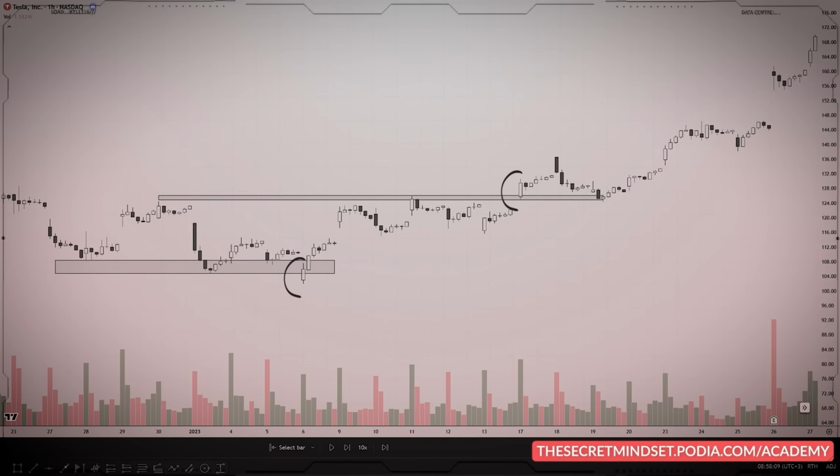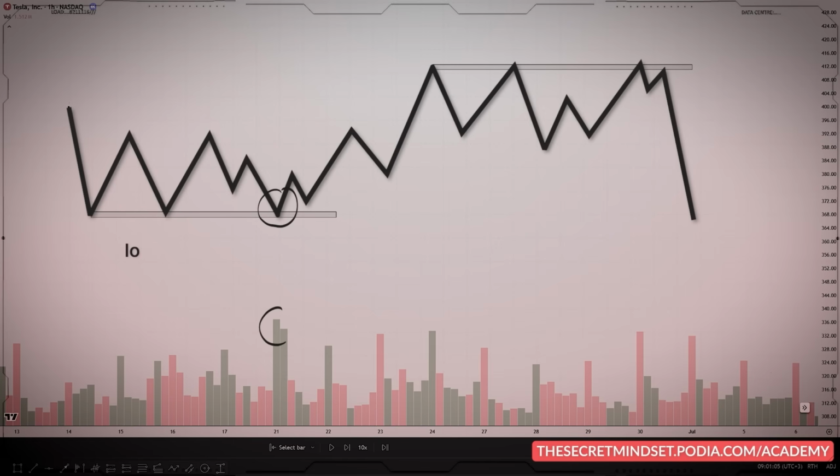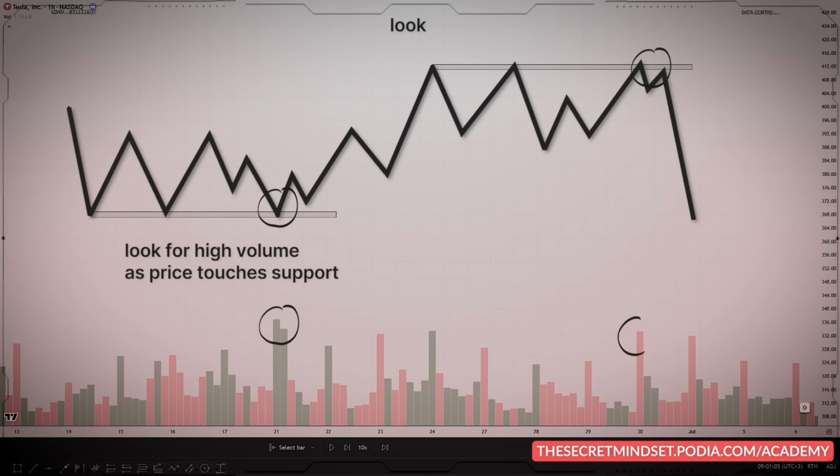When you're looking at a potential trade, don't just look at the price. Check the volume too. Is it above average? That's a sign of strength. Is it below average? That might mean the move is weak. If you're thinking about buying at support, look for high volume as price touches that level. That shows strong buying interest. If you're thinking about selling at resistance, look for high volume there too. That can mean strong selling pressure.